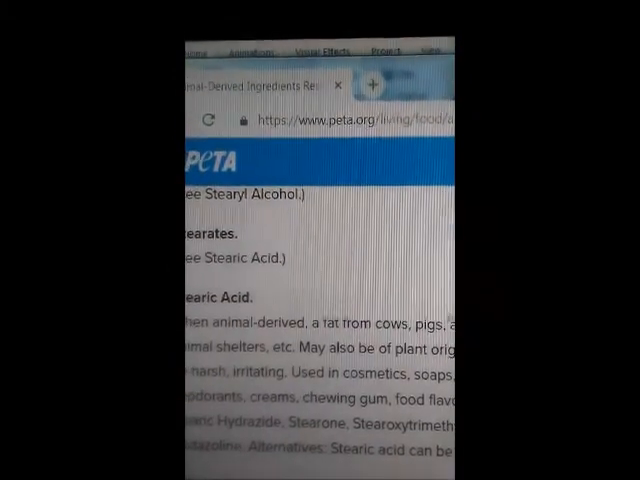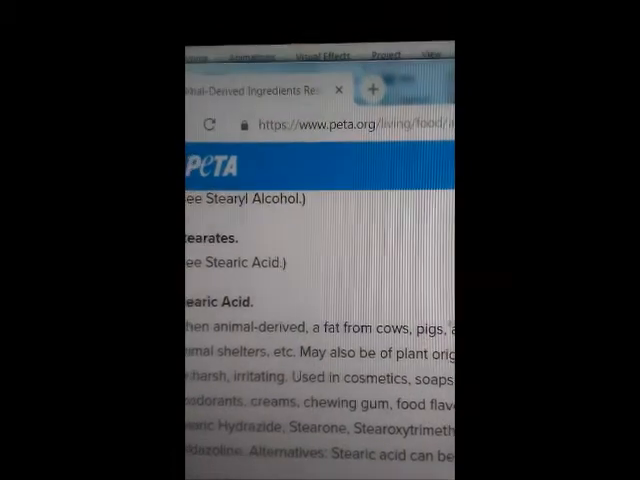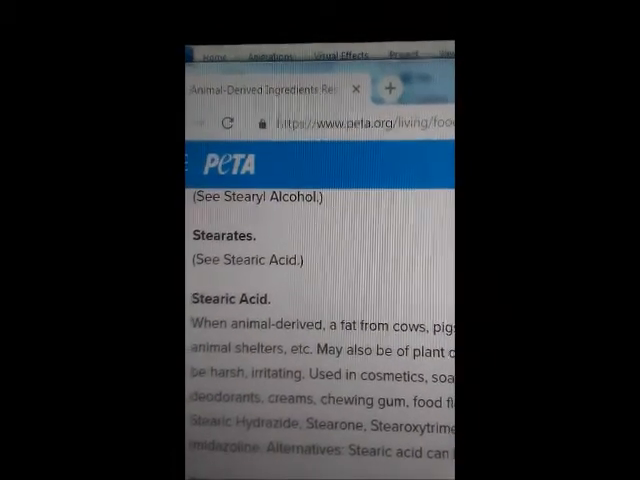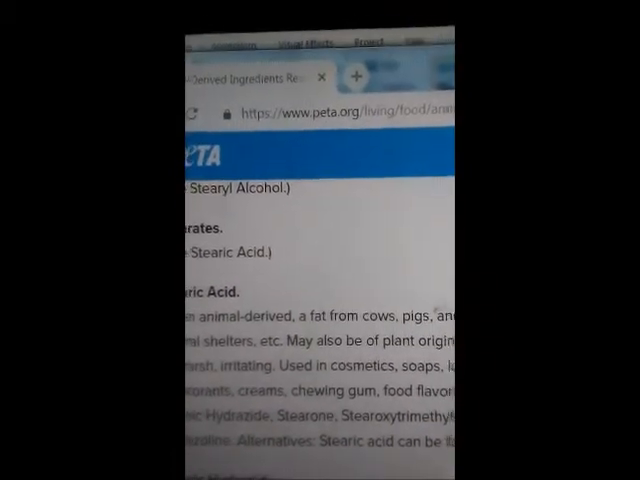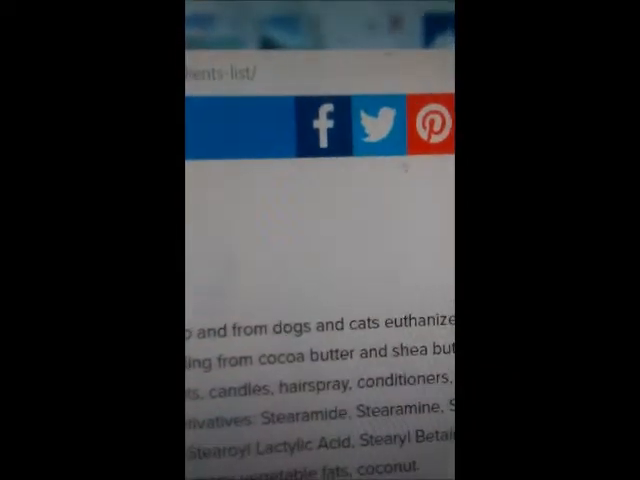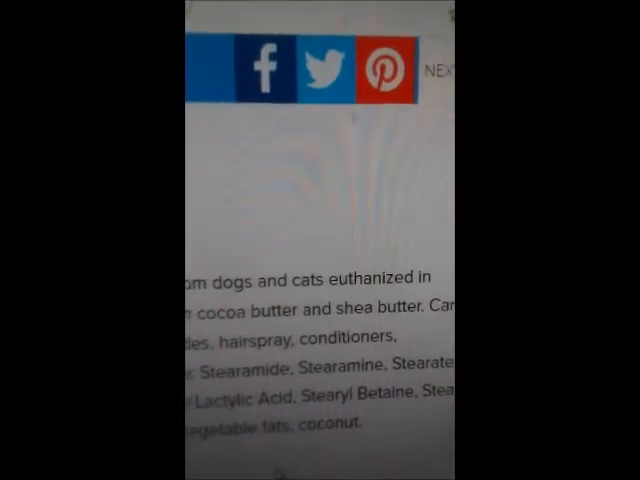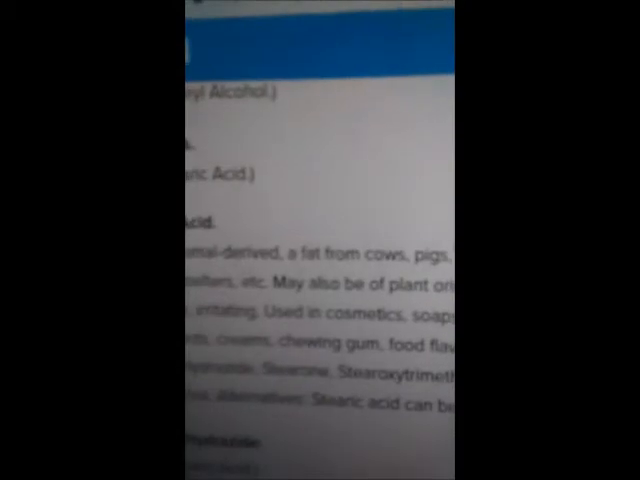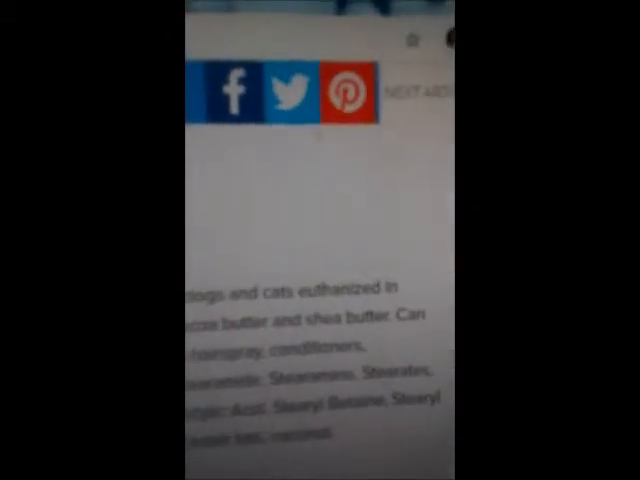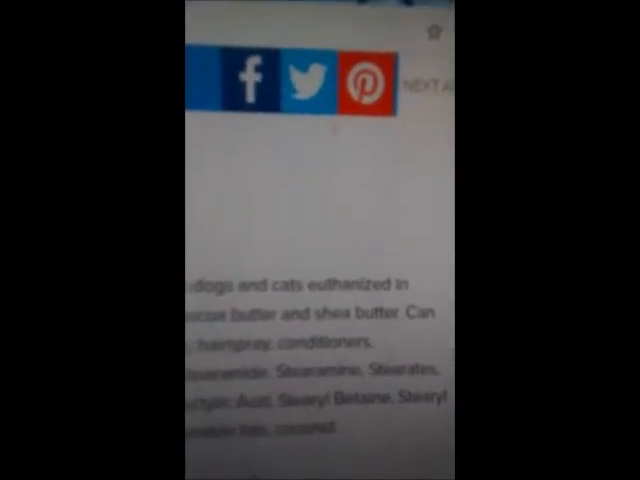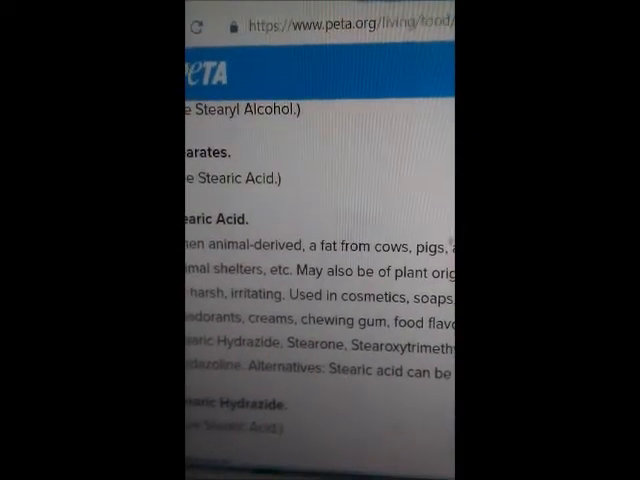Stearic acid. When animal derived, that means it's optional. That means they might choose plant or animal, but when animal derived, a fat from cows, pigs, and sheep, and from dogs and cats euthanized in animal shelters, etc. May also be of plant origin, including from cocoa butter and shea butter. Okay, so it can be harsh, irritating.